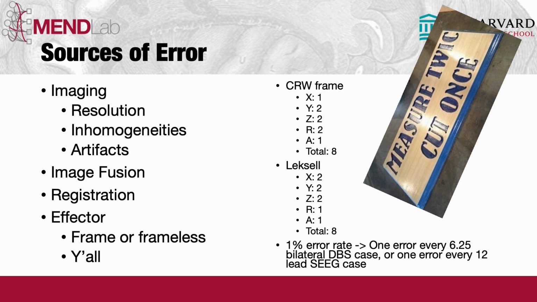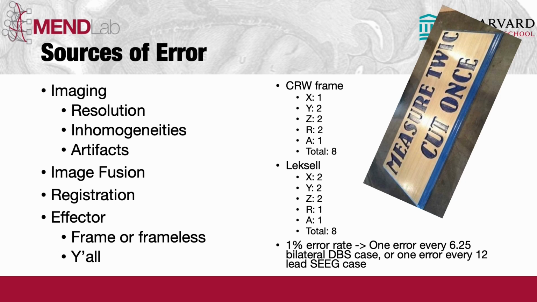There's registration error. So if you're using surface registration, for instance, that can have a new source of error for you. And then there's effector errors, so the frame itself might be distorted or bent. The frameless system might have some intrinsic construction defect that causes it to be a little off. There's going to be some manufacturer tolerances, which are going to cause a little bit of error. And lastly, there's you as the surgeon, which is another source of error. So if you mismeasure something, that's going to cause problems.